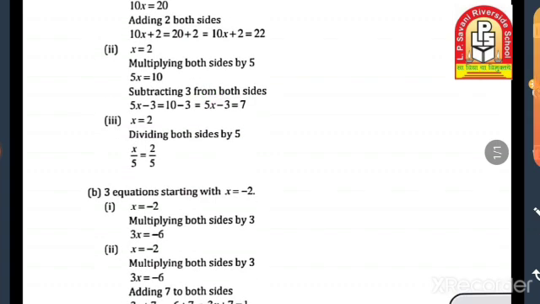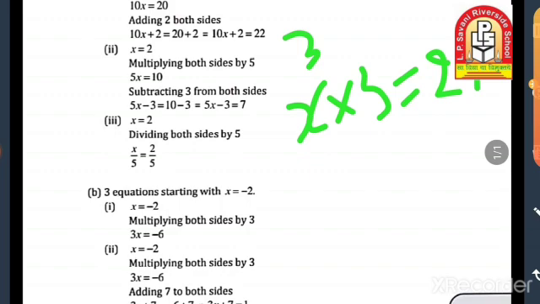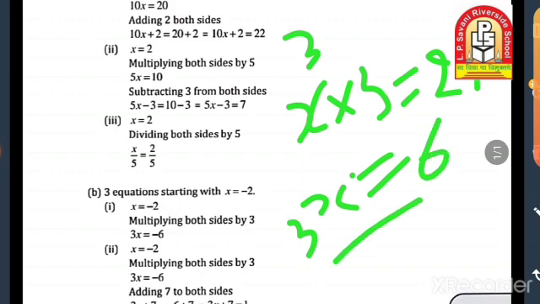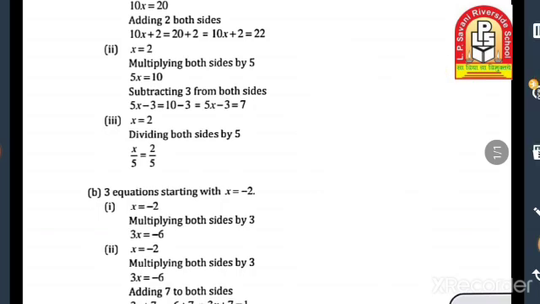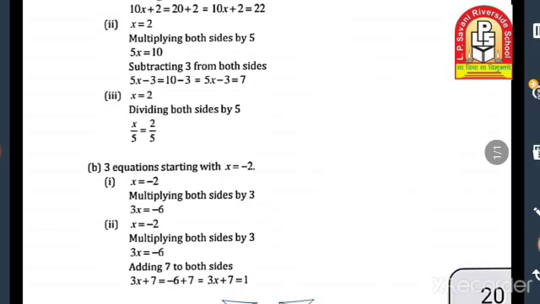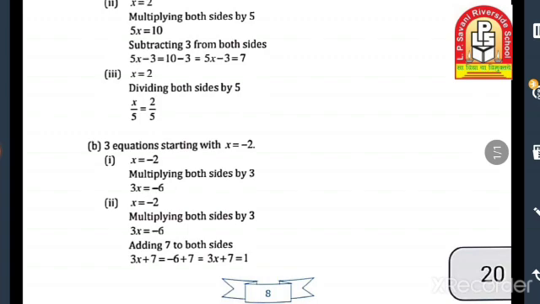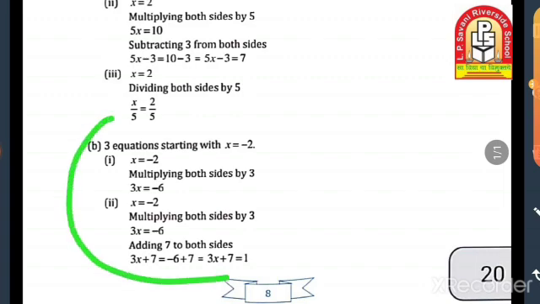X is equal to 2. For that you can divide also, you can multiply also. Just we multiply with 3. So x is multiplied with 3, and then the 2 is multiplied with 3. So 3x is our new equation, equal to 6. So 3x is equal to 6. I just multiplied 3 at both sides of the equation, nothing else. Okay, the next 3 equations starting with x is equal to 2 are in your homework. So try this in your homework.